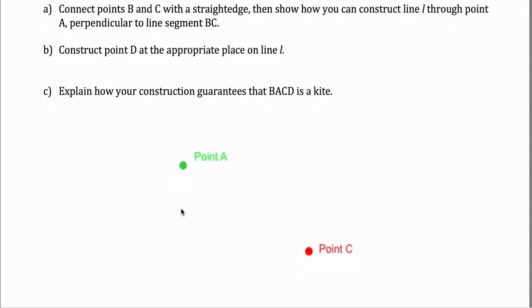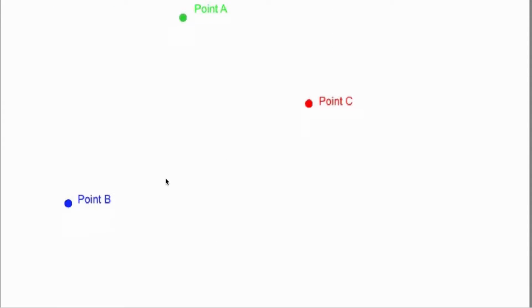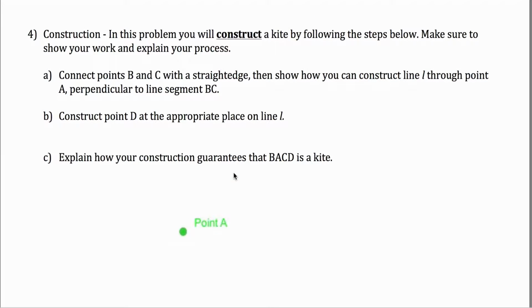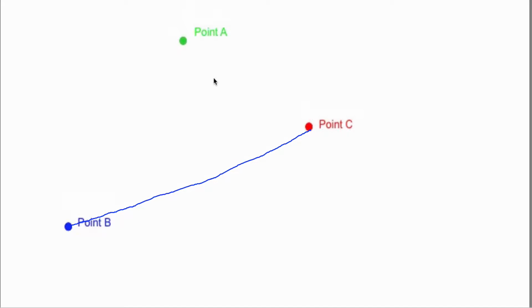So the first step here says connect points B and C with a straight edge. Not a whole lot of explanation needed there. Take a straight edge and you connect the two of those guys. Then show how you construct the line L through point A perpendicular to line segment BC. So that was one of your constructions.